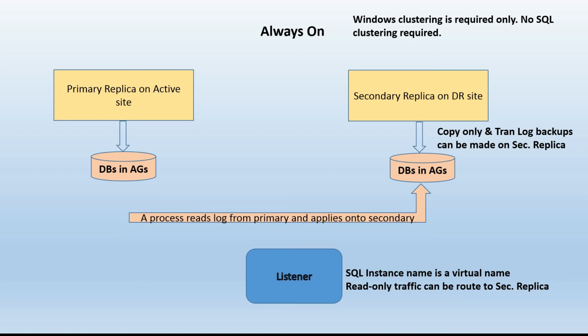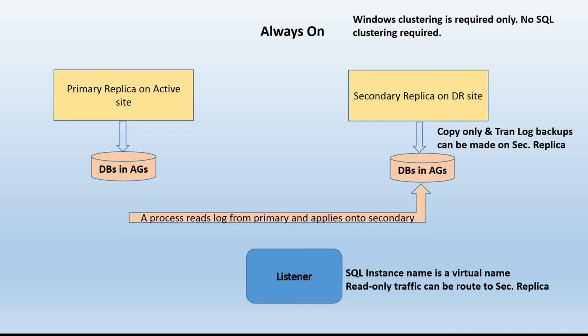Now, Always On, which is an enhanced version of mirroring, and I can spend more time on Always On because that's actually the feature which Microsoft has spent a lot of time and effort on to put together a high availability disaster recovery solution, which really works. Always On does not require SQL clustering. It works on Windows clustering, so you need to have Windows clustering in place, and you don't need SQL clustering.